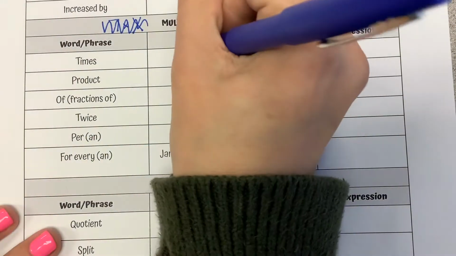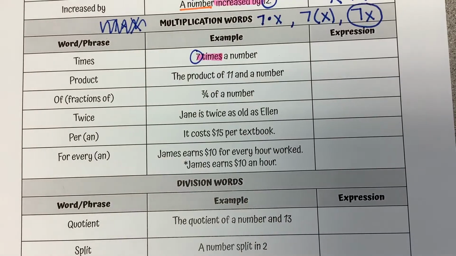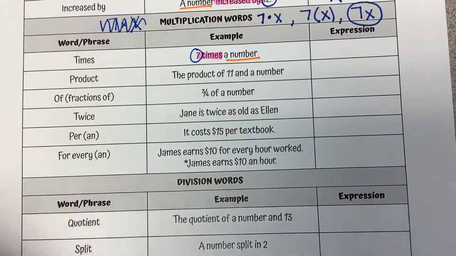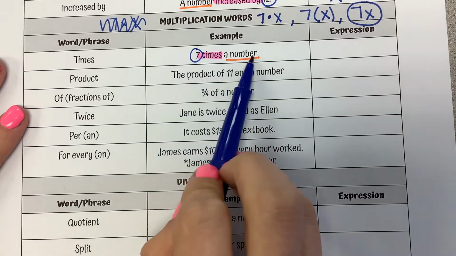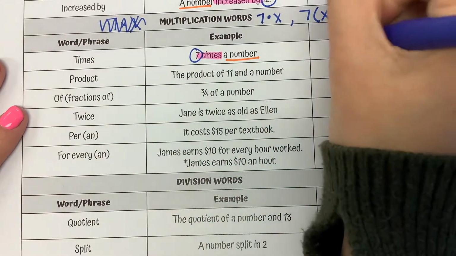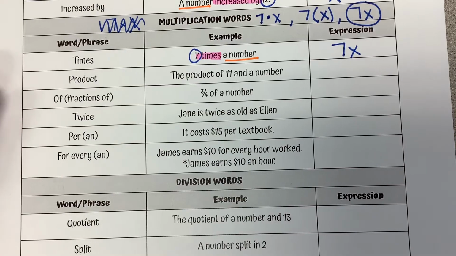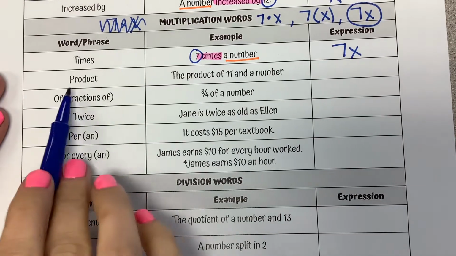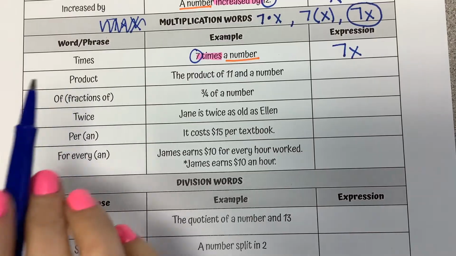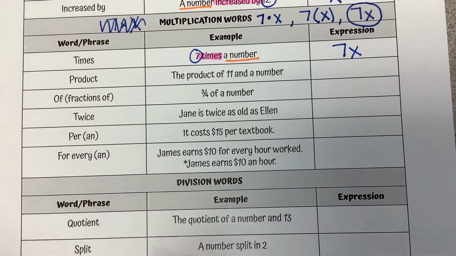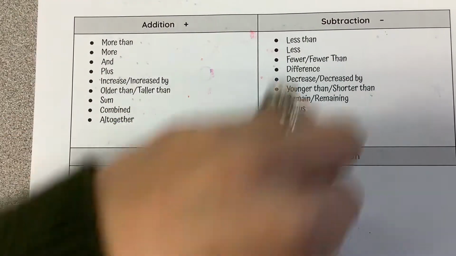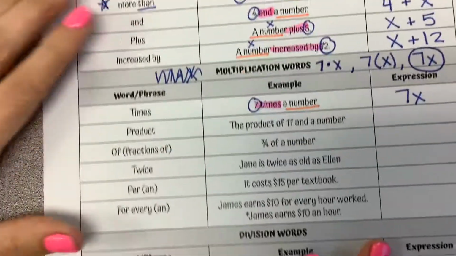So circling our number 7, highlighting our keyword times, underlining a number. 7 times a number, we're going just in the order that it's given. So 7 times a number, x is just 7x. Next keyword, and a lot of times people forget what this means. Product means multiplication, okay? And on the back sheet here, you'll be able to reference as well. It has them kind of broken down into the keywords that you can reference.